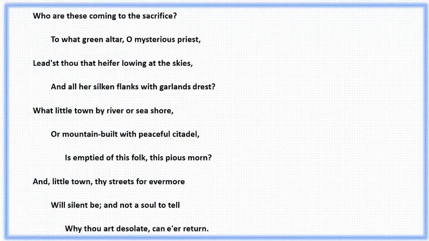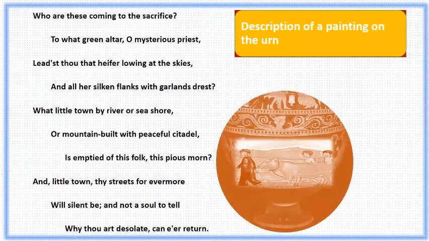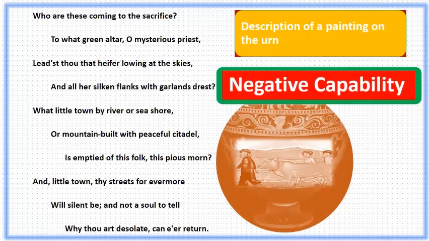The poet, in the beginning of the fourth stanza, describes another painting depicted on the urn. The painting displays some villagers, a priest, an altar, and a heifer. I have just used this picture for convenience only. Looking at the painting, the poet wonders who those villagers are, who the mysterious priest is, and why the heifer is being guided towards the green altar for sacrifice. The poet does not answer any of his questions as he is able to remain in uncertainty and doubt. In that sense, these questions reflect the negative capability of the poet.